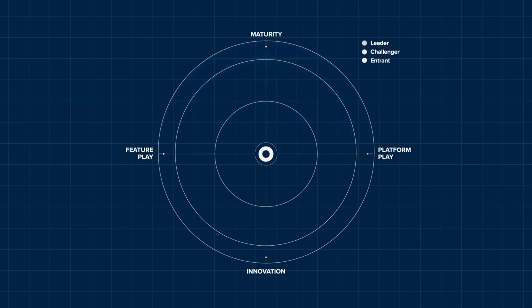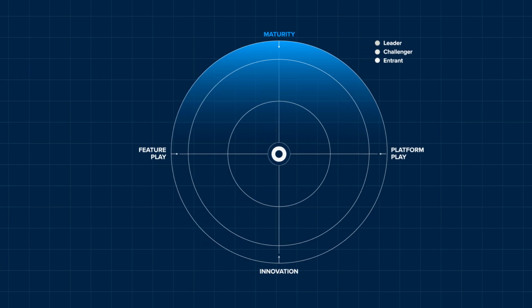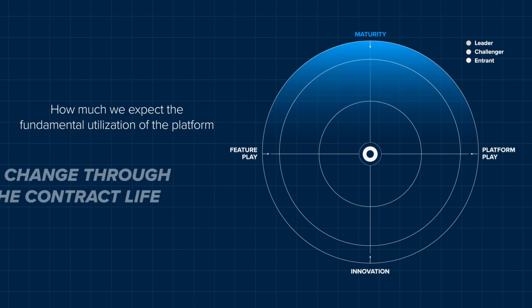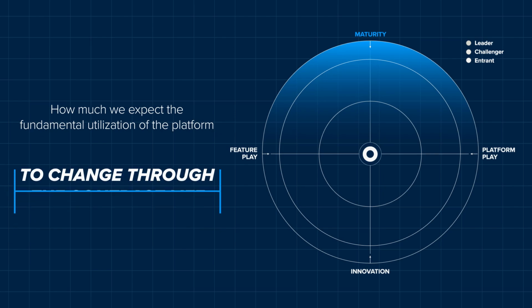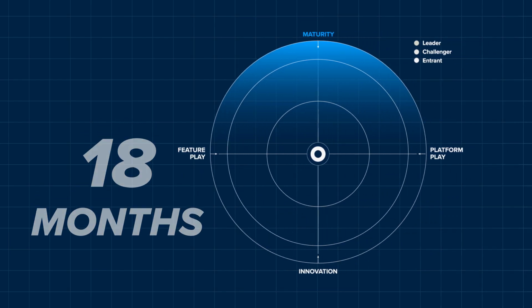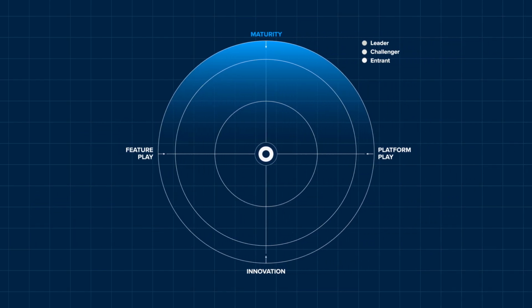We'll start with the maturity versus innovation hemispheres. Maturity being northerly, innovation being southerly. When we think about maturity, what we're really saying is how much we expect the fundamental utilization of the platform to change through the contract life. Ideally, this is 3 years, but it could be 18 months, depending on the average usage of the platform.